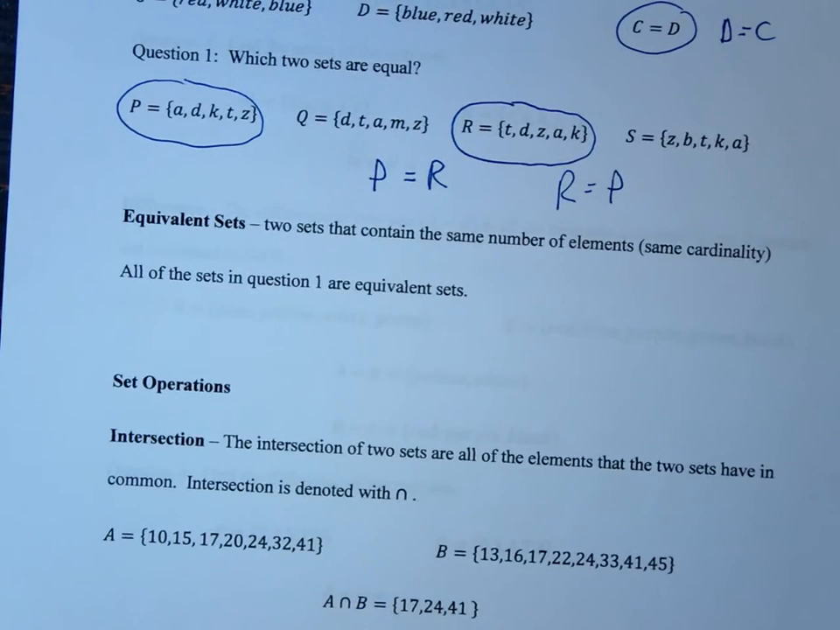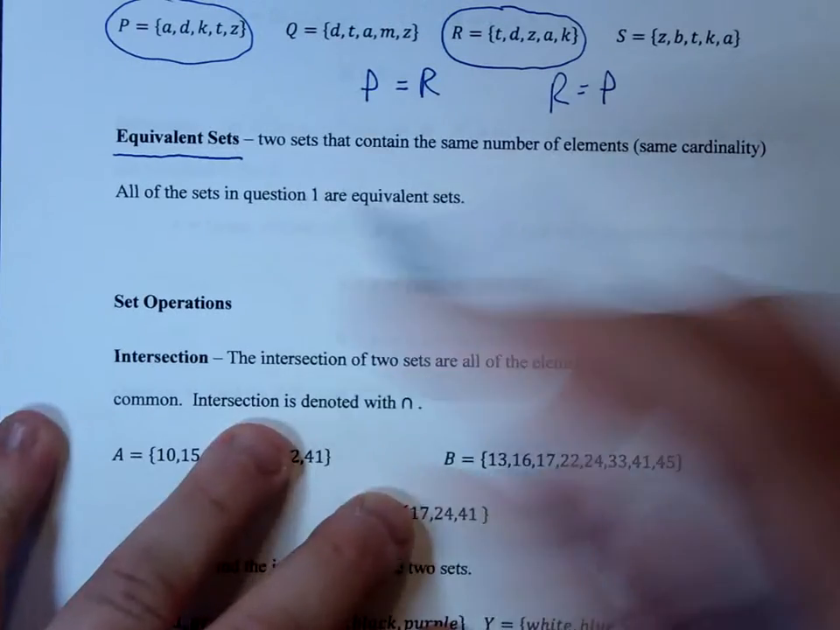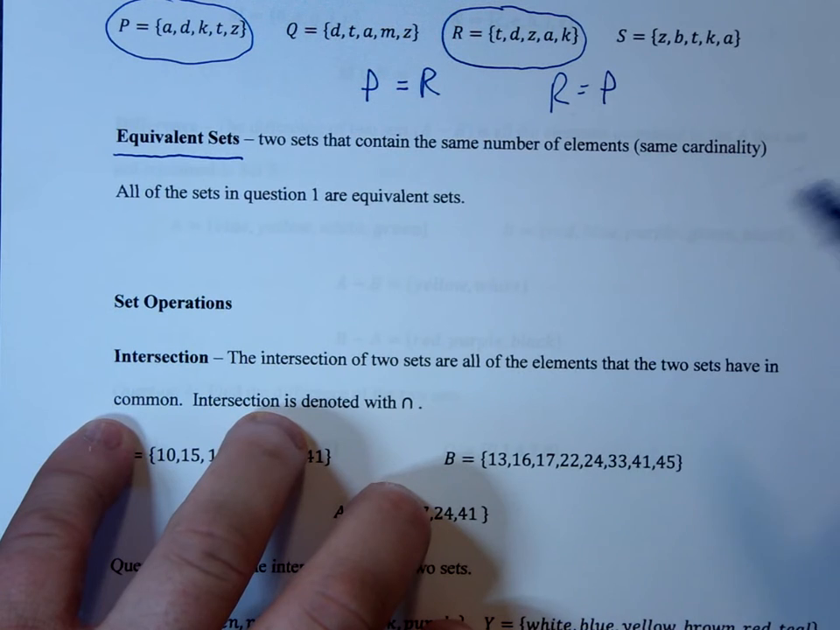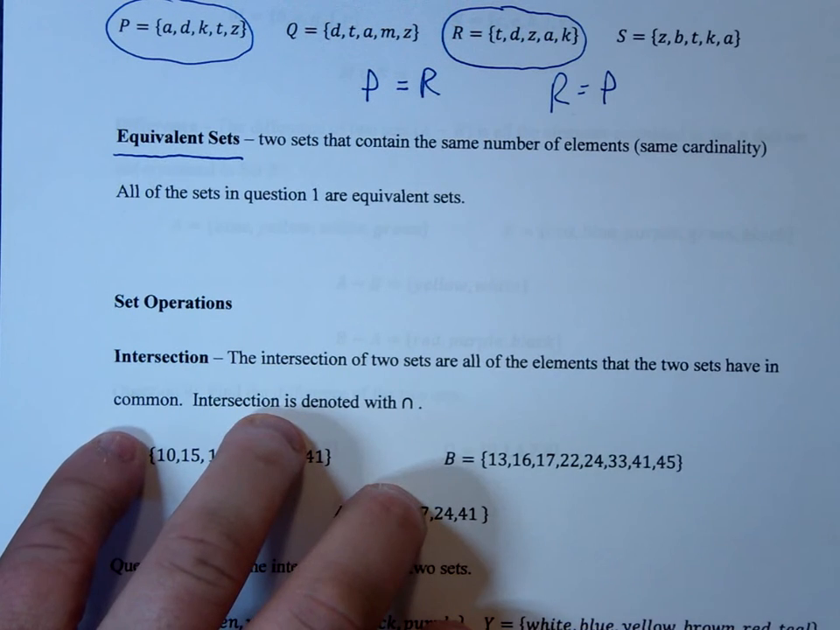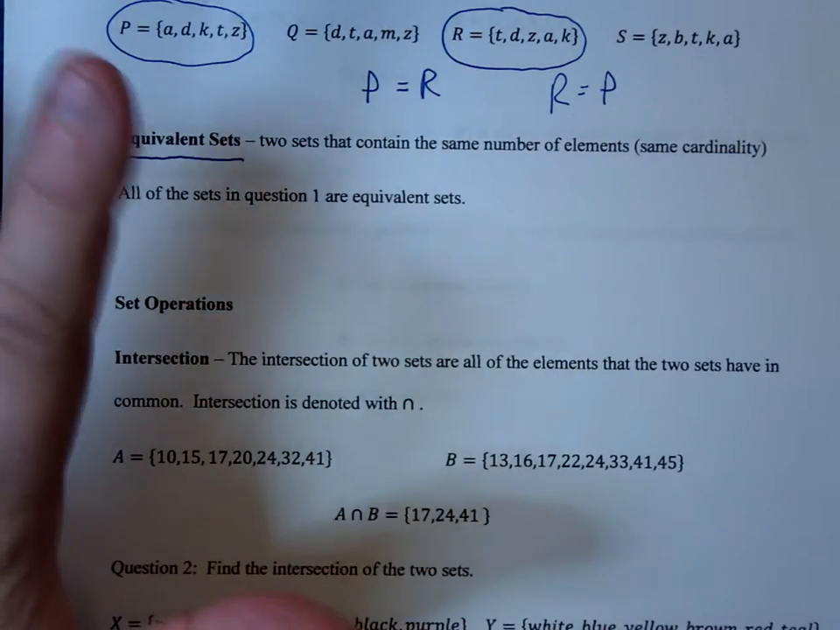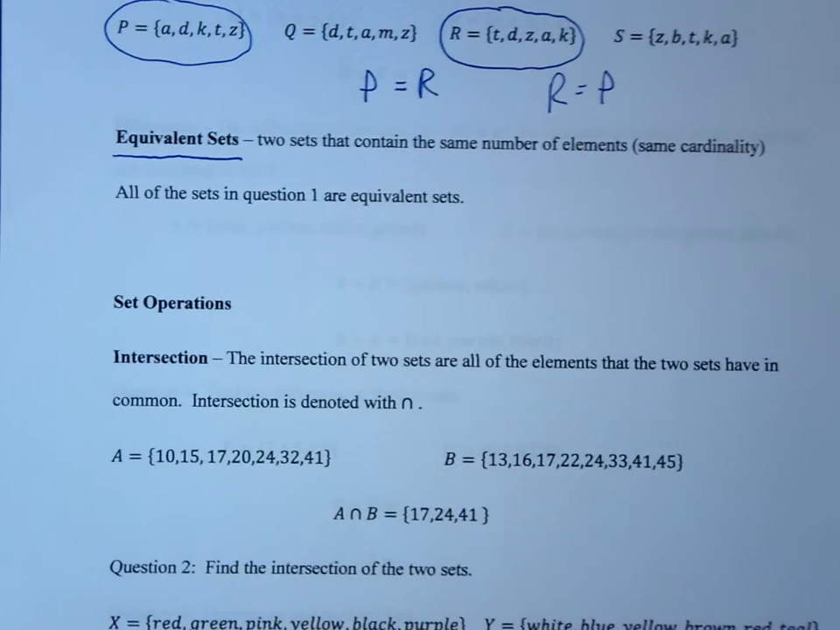Next is equivalent. And that's different than equal. Where equal is exactly the same, equivalent just means that the two sets contain the same number of elements. They have the same cardinality. They don't even have to have the same stuff in common. One can have numbers, one could have letters. One could be names, the other one be colors. But if they both have 4 elements, then they are called equivalent sets. They're just not exactly equal.